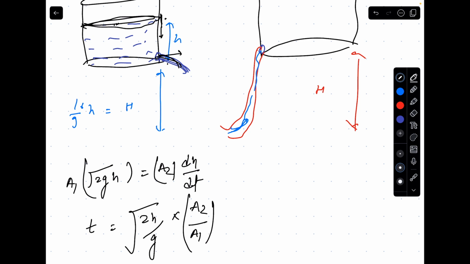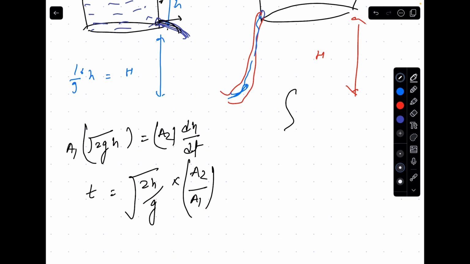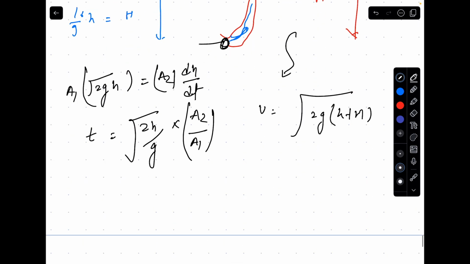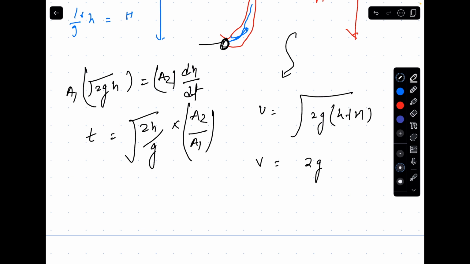Okay, for the second one, look, the velocity won't be root 2gh, but the velocity will be root 2g(small h plus capital H), right? Because we are exiting the water at this point, it is kind of a free fall. So the free fall height is h plus H, that's why the velocity is root 2g(h plus H). Here h plus H is h plus 16 by 9 h, which is 25h divided by 9, so that becomes 5 by 3 root 2gh. Alright, we got the velocity.